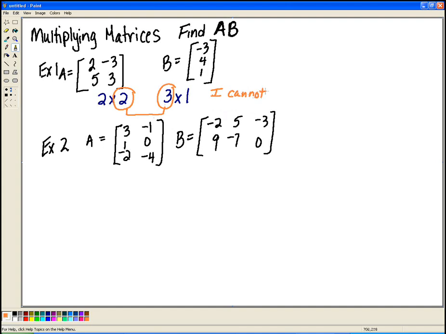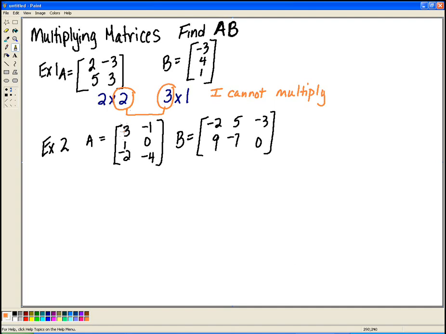All right? They must be equal. The number of columns in my first matrix must equal the number of rows in my second matrix for me to be able to multiply them.